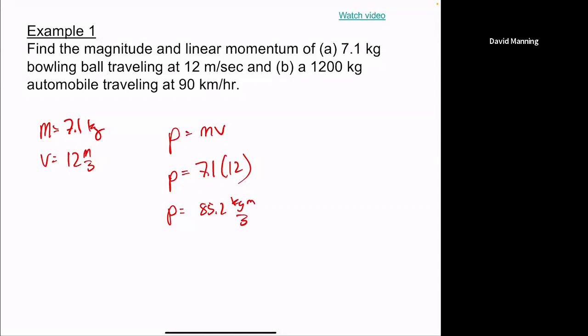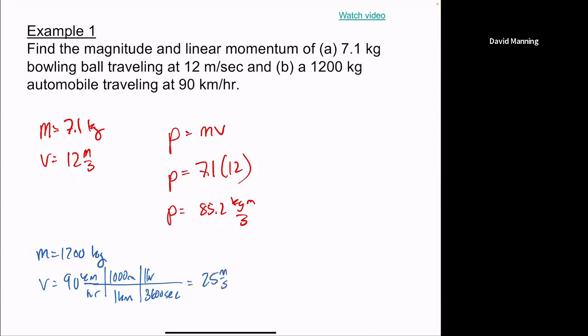And then for the car, it's a little bit different. The mass is 1200 kilograms and the velocity is 90 kilometers per hour. So we have to convert that into meters per second, and that's 25 meters per second. Now we have the velocity and the mass, so we can do that again. P equals MV. P equals 1200 times 25, kilogram meters per second. We always have to write out kilogram meters per second. It's not like a Newton where it's abbreviated. That's something we need to get used to.